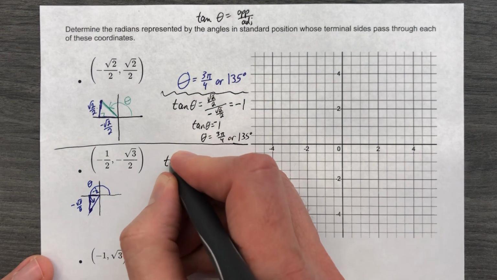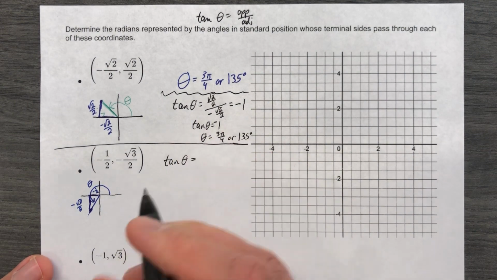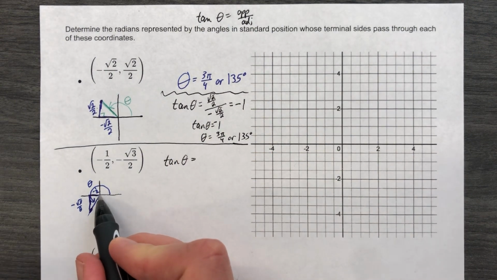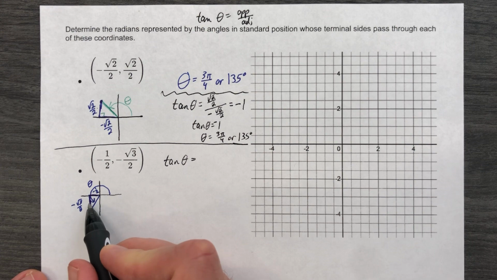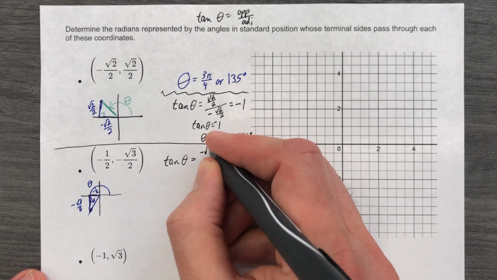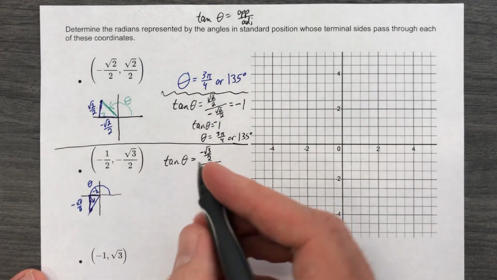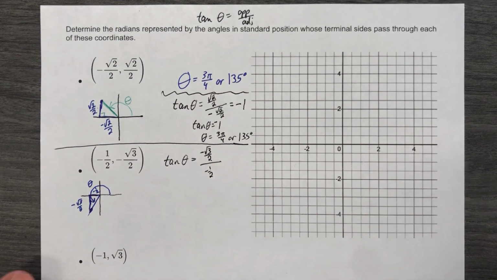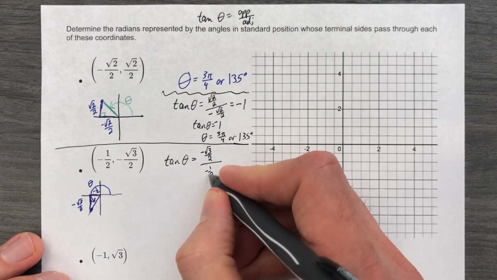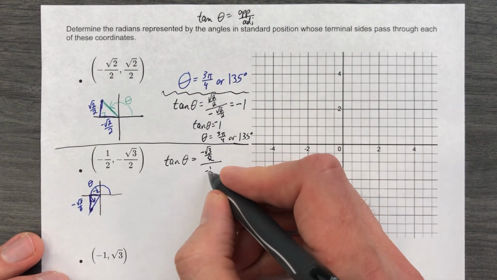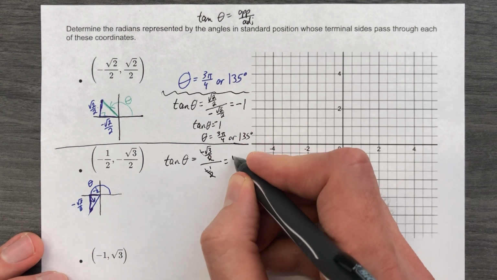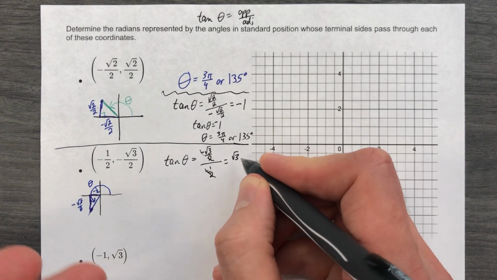Tangent. The tangent of our angle is from the origin, as the origin is the angle itself, it's coming from the origin. Opposite, which would be negative square root of 3 over 2, over adjacent, which would be negative 1/2. And there's a whole lot of canceling you can do here. So the 2's cancel in the denominator, the negatives cancel, and you're left with square root of 3 over 1, which is the square root of 3.